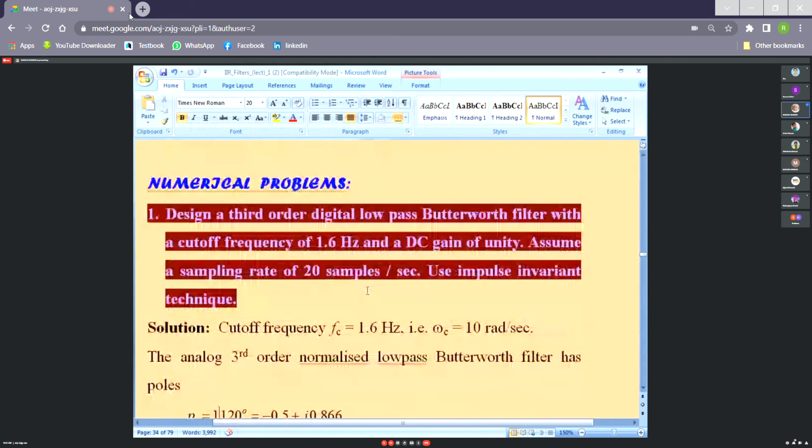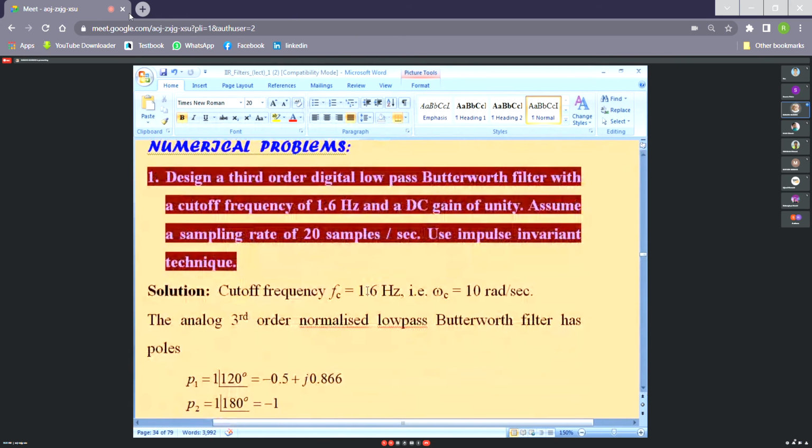First problem. Design a third-order digital low-pass Butterworth filter with a cutoff frequency of 1.6 Hz and a DC gain of 1. You have been asked to assume a sampling rate of 20 samples per second and use impulse invariant technique. So FC is 1.6 Hz. Write down this problem, then I'll proceed.